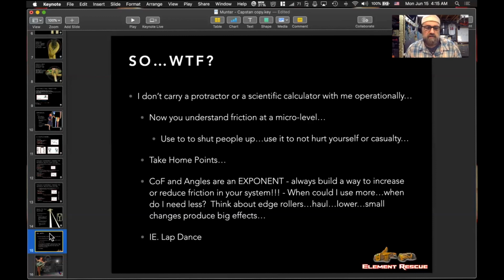When could I use more friction? When do I need less, right? Hauls versus lowers and rappels. Think about edge rollers for a second. Because now that we know the coefficient of friction is an exponent, you could probably get away with not carrying huge edge rollers all the time. And on top of that, remember, if I'm lowering somebody and I don't have an entire technical rescue team with me with everybody's hands on this thing, it's just me operating to lower this guy, just get the edge roller out. Don't use an edge roller.